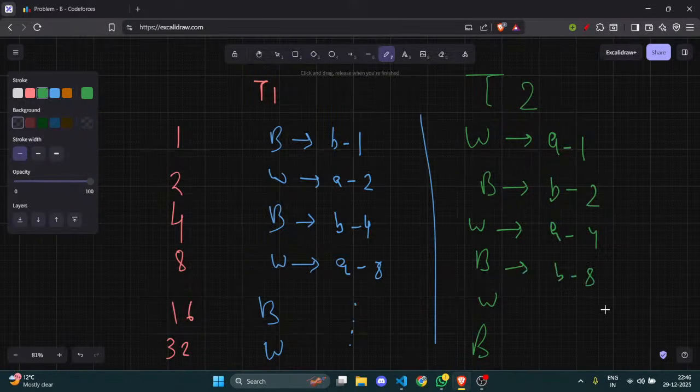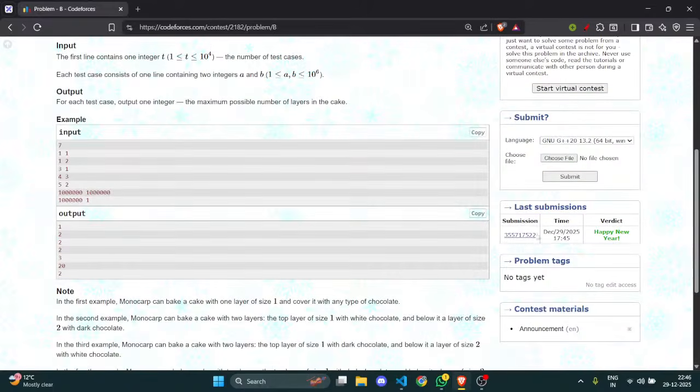So we would stop at a point where we don't have sufficient chocolate. Like here it requires 8 kgs of chocolate and we have only 7, so we need to stop here. We can't make this layer, so the answer would be 3 in this case. So we simulate this and check whichever way we get more layers, and we make the cake that way. That is exactly what I have done in my code.